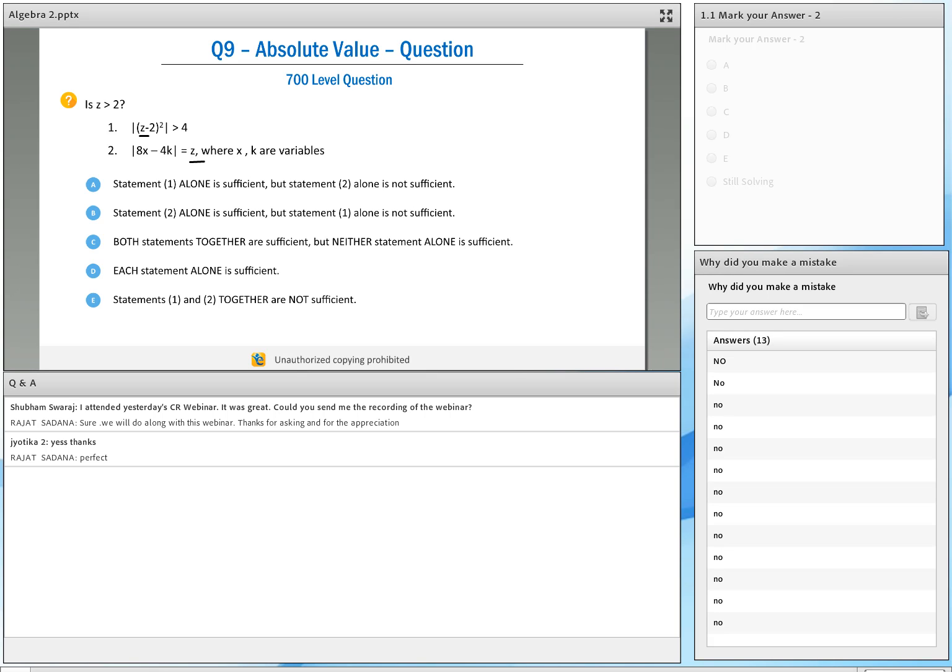When you combine both of these statements, can z be equal to 0? What happens when z is equal to 0 and you substitute that in statement 1? The answer is 4, and 4 is not greater than 4, so z can't be 0.